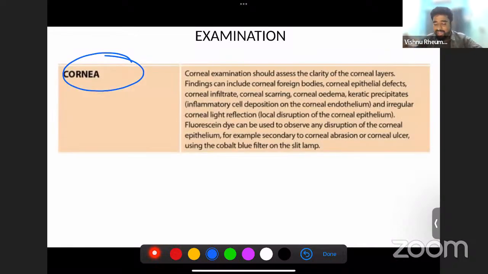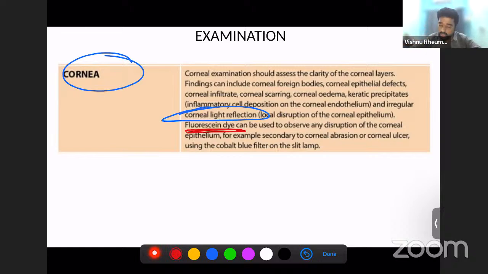Then about the cornea, you will look for possible foreign bodies. You will look for possible signs of keratitis. Here you will look for corneal light reflections also, which I had told you. And very importantly, fluorescein dye. Fluorescein dye is a very classic sign for corneal involvement.